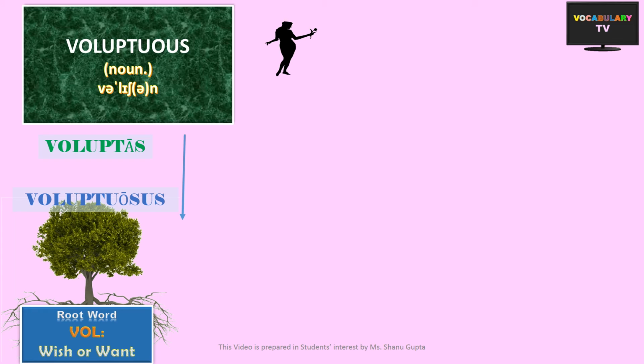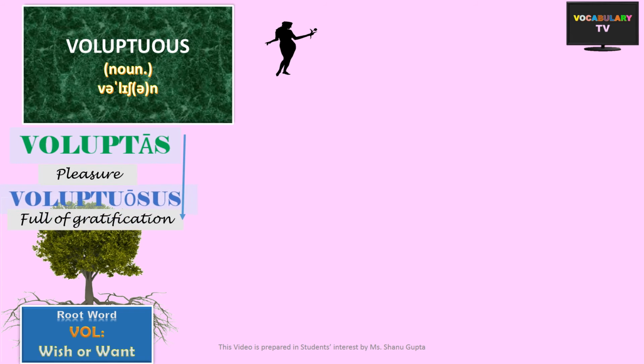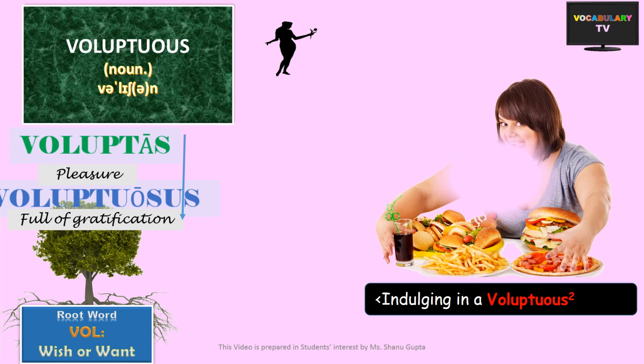And the last word, which interestingly can be again related to this word root, is voluptuous. As to how it is related to the word root, voluptuous is something you would wish for, and you generally wish for things that are pleasurable and full of gratification to the senses. Like you can indulge in a voluptuous feast.